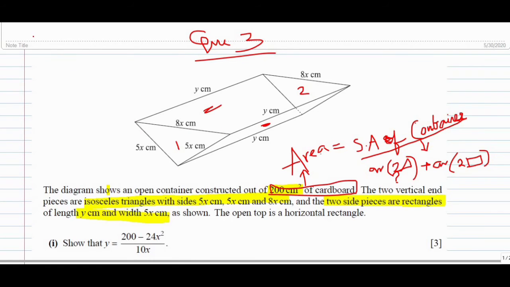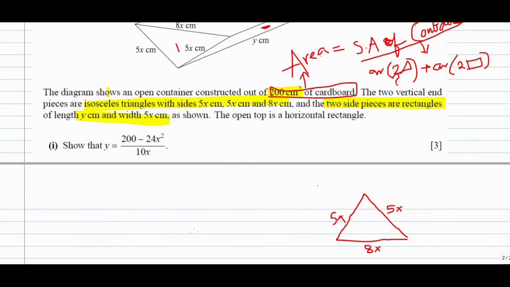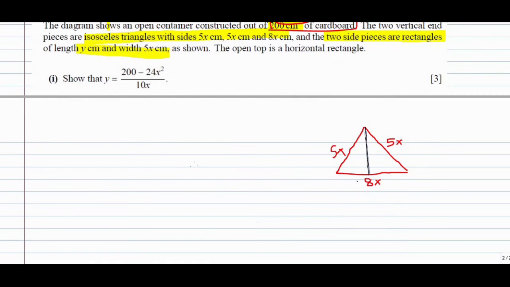Okay, now let us find the area of isosceles triangles. For that, draw a line which is perpendicular to the base from the vertex, which divides the base into two parts of units 4x centimeter and 4x centimeter. Now we need the perpendicular height.